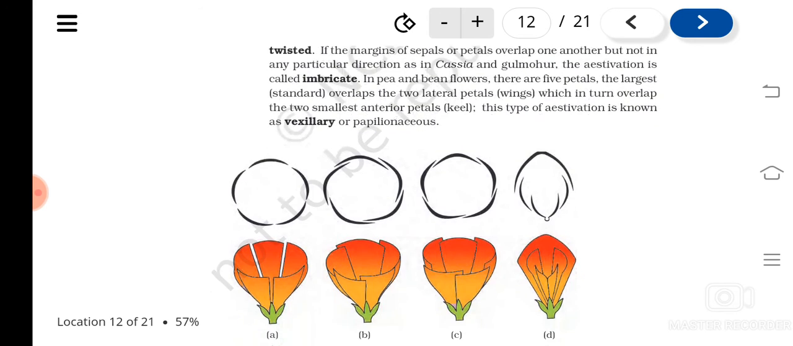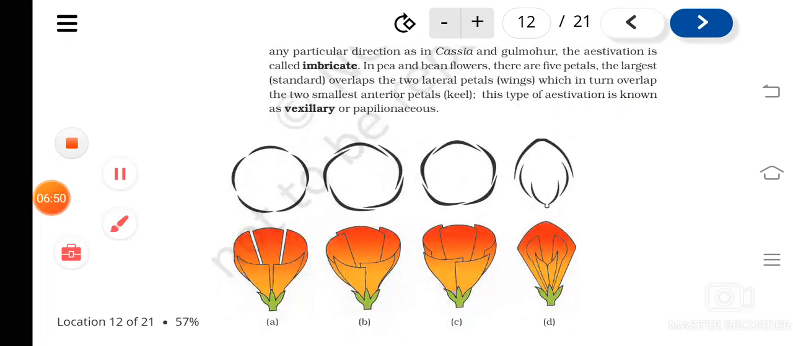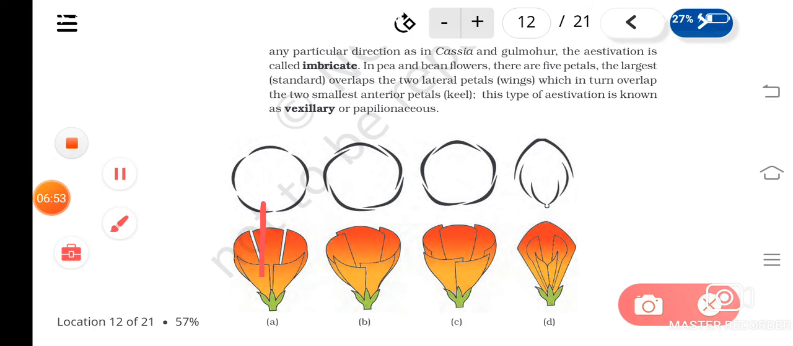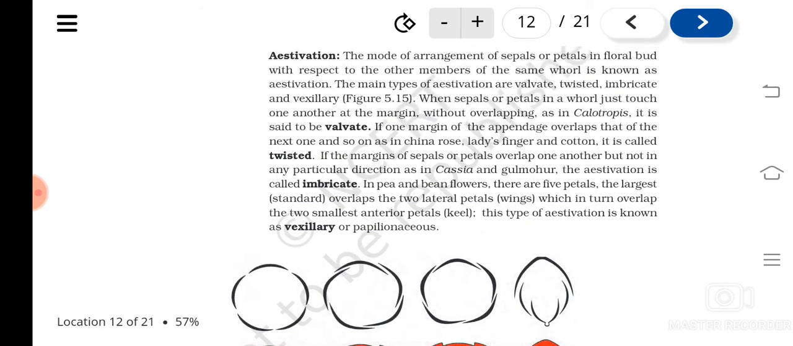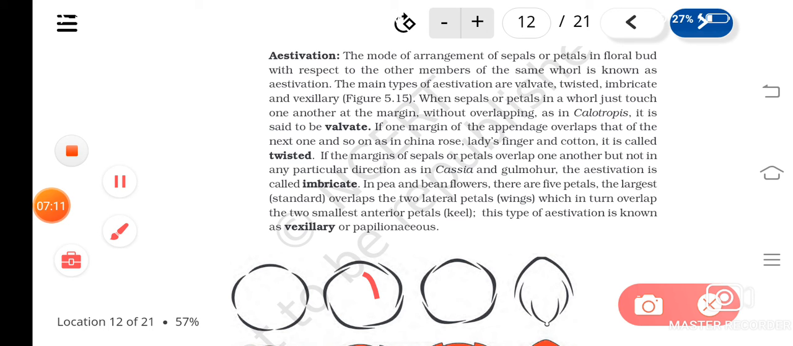Okay, so this diagram, you can see this one. In this there is no overlapping, they are just touching each other. Then twisted means what? Here are the sepals or petals. One end or margin of one appendage is overlapping with the next one. Like this, you can see here, this end is inside and the other end is outside. Now you see here, this will be overlapping this and at the same time this will be inside.